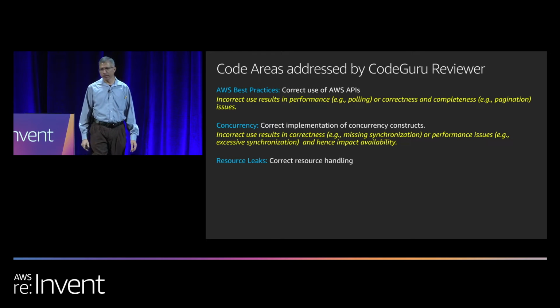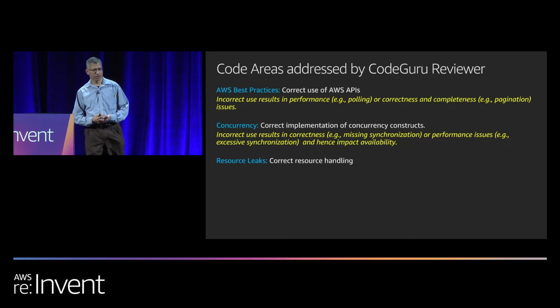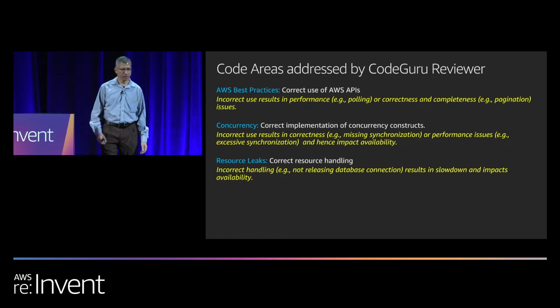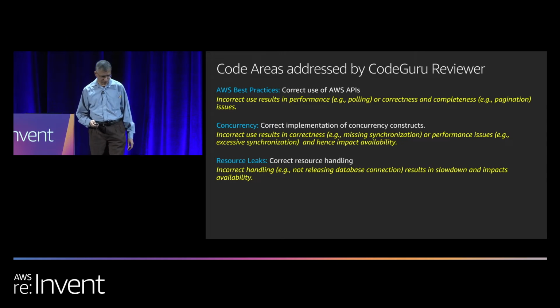And the other one is resource leaks. Resources are anything like database connections, HTTP connections, files, and there are so many types of resources. And resource leaks are often not caught by unit tests. Even concurrency issues are not caught by unit tests. And incorrect handling of resources can result in slowdown, and it impacts availability.